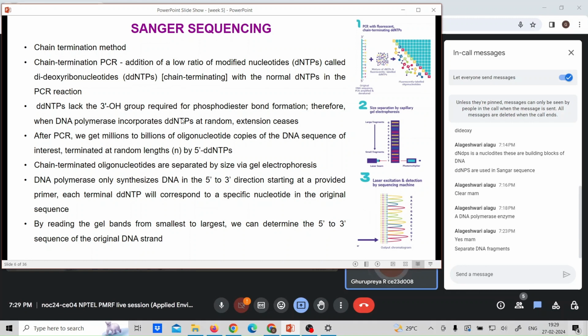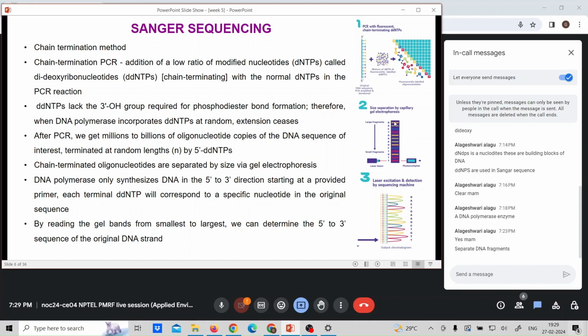So in Sanger sequencing, I'll just sum up. We have three steps. The first step is the PCR. In PCR, we take the original strand and add all the required PCR mixture. In this mixture, the important point to note is we are going to add dNTPs along with ddNTPs. So when ddNTPs bind, the chain elongation is going to stop. So we get millions and billions of copies of different DNA fragments of different lengths that have been terminated at different points. That's basically an advantage for us to run the gel electrophoresis.